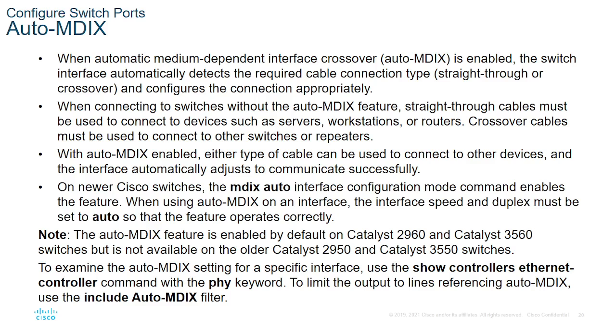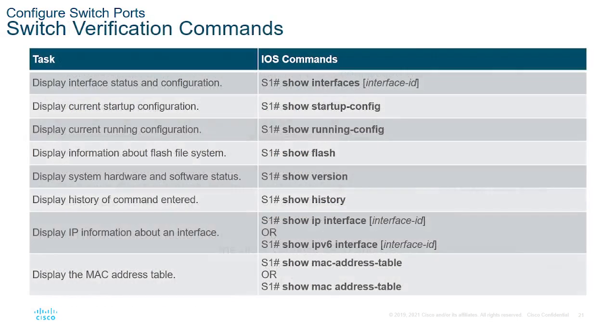So to examine the auto MDIX settings for a specific interface, you can use the show controllers Ethernet controller command. So you specify the interface, and in privileged exec mode, you can run the show controllers Ethernet controllers command. You use the show controllers Ethernet controller command with the PHY keyword. So this will run it on an actual Cisco switch.